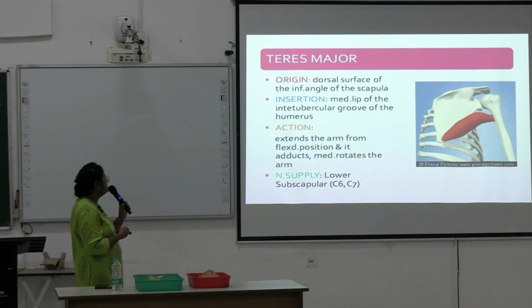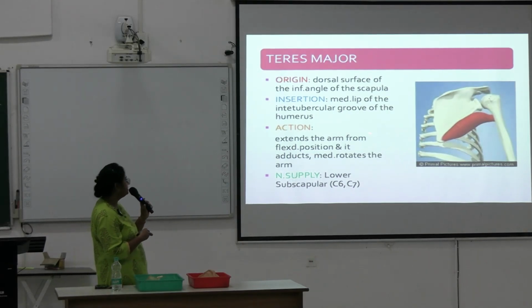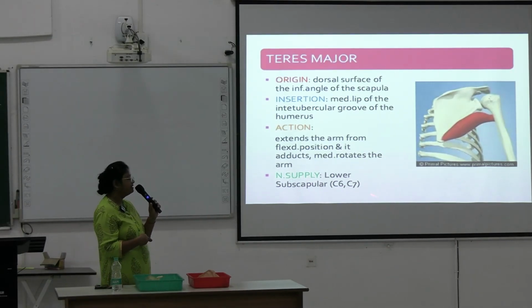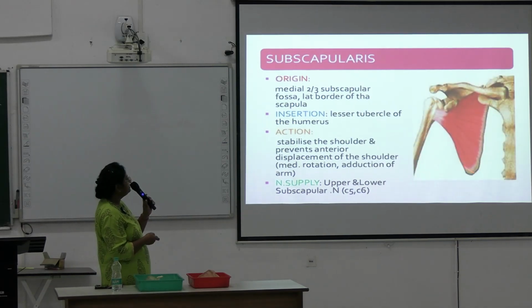So action is extends the arm from flex position, adducts and medial rotates the arm. Nerve supply is lower subscapular nerve. Root value C6, C7. Next is subscapularis. This is subscapular fossa, view from the anterior aspect. Medial 2/3 of the subscapular fossa and lateral border of the scapula. Okay, both part is giving origin to the subscapularis.